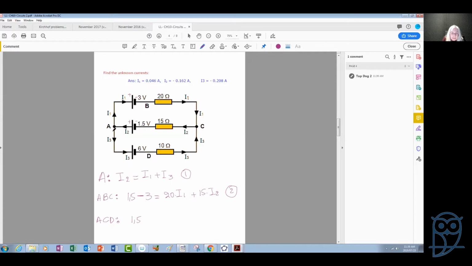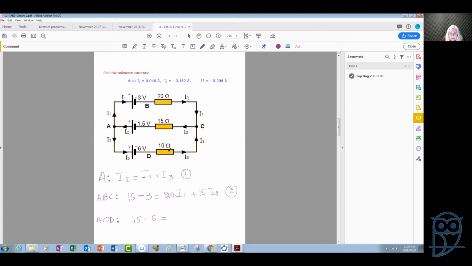1,5, and we continue following this direction of the current, and we meet the 6 volts. But again, look at this. The current enters the positive terminal, so we have to subtract this EMF minus 6, the same case as in the previous loop. And this sum of the EMFs must now equal the sum of all the potential differences that we meet.